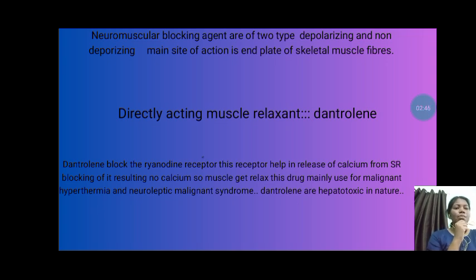This is mainly used for malignant hyperthermia and neuroleptic malignant syndrome. Generally, dantrolene is not used because of its hepatotoxic nature.